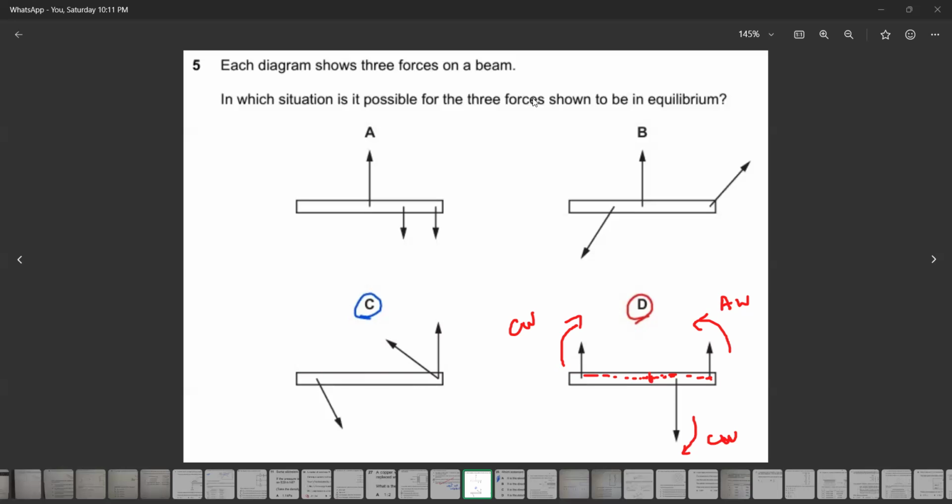The downward force is greater, but it is closer to the pivot. So the turning effect of this force, the clockwise plus clockwise, is equal to this anti-clockwise turning effect. Is it clear about D? Okay.